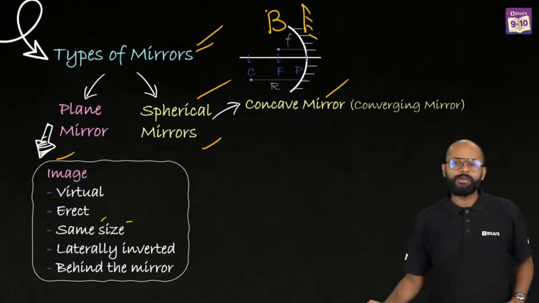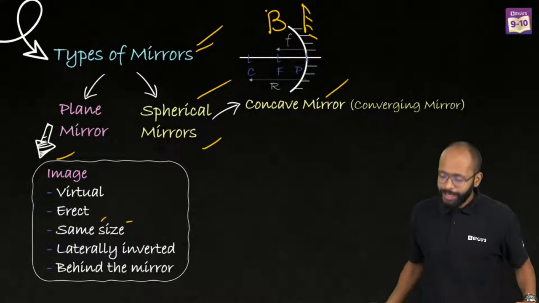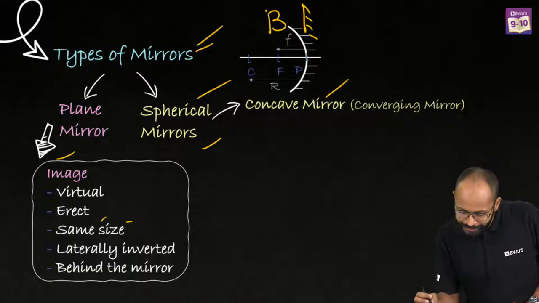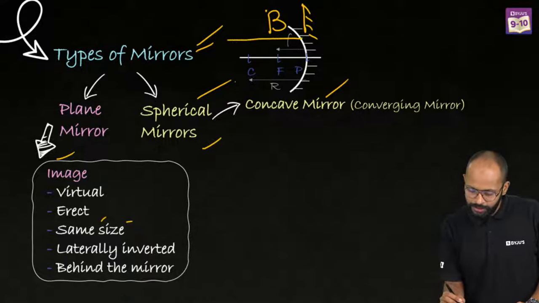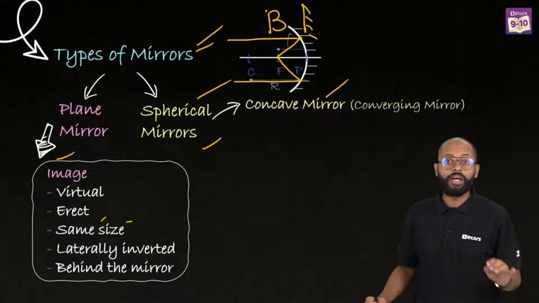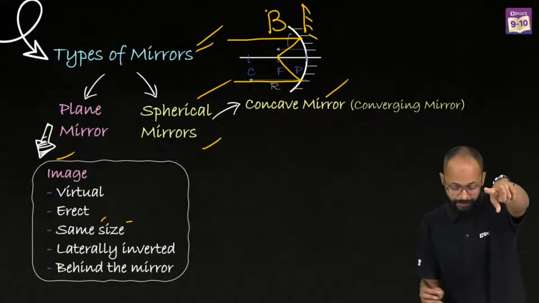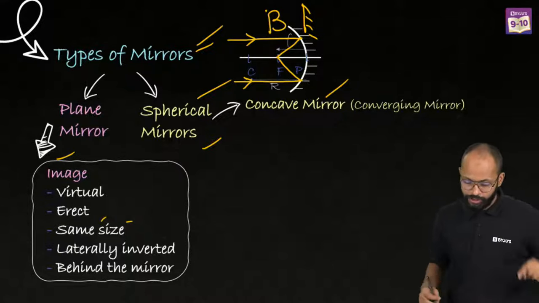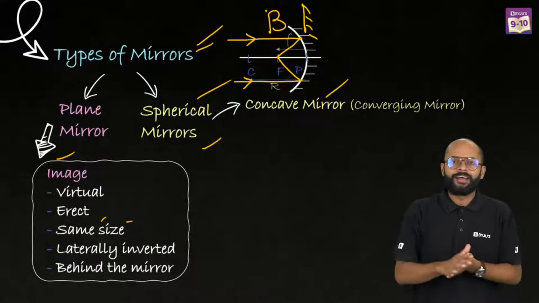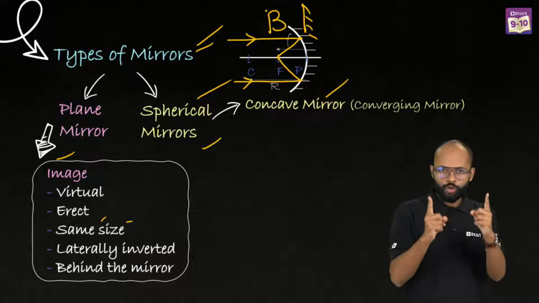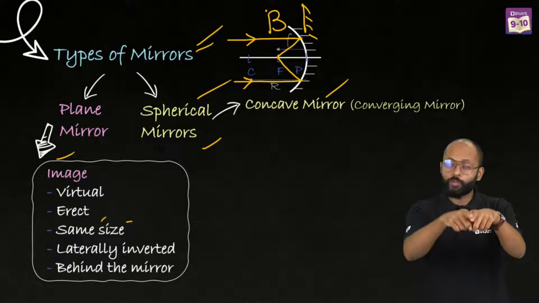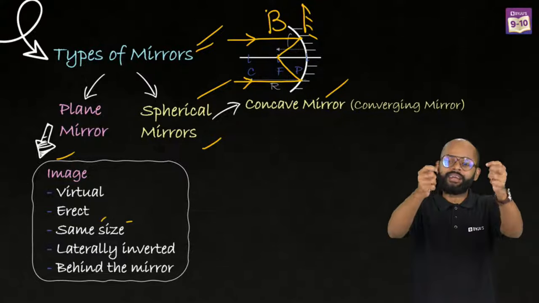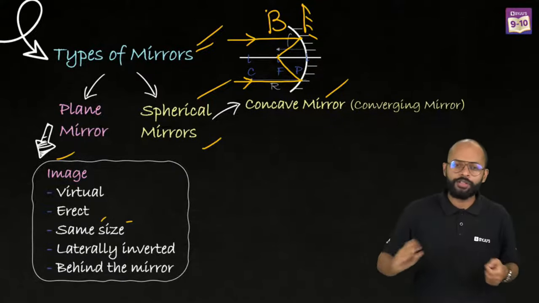Concave mirror. What is a concave mirror? A converging mirror. Why do we call it a converging mirror? Because, as you can see, in a concave mirror light falls and then converges at a point. This point is called the focus or principal focus. In a concave mirror, two parallel rays of light, parallel to the principal axis, fall on the mirror, get reflected and converge at a point. This point is called the focus.